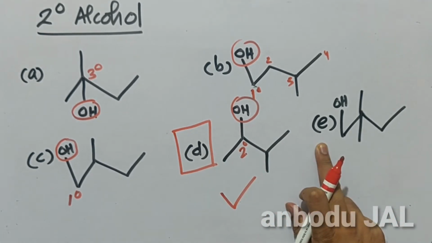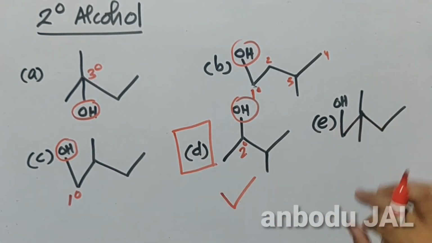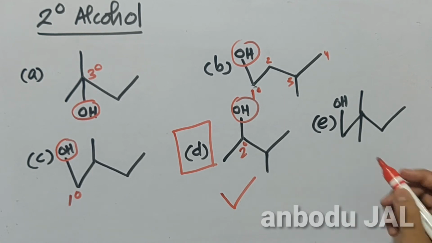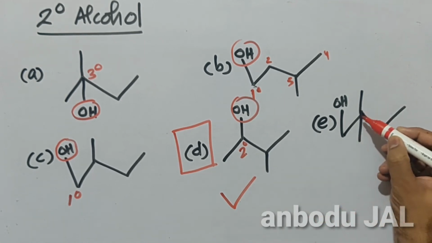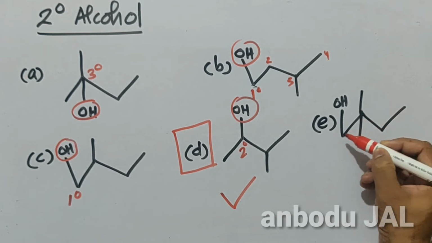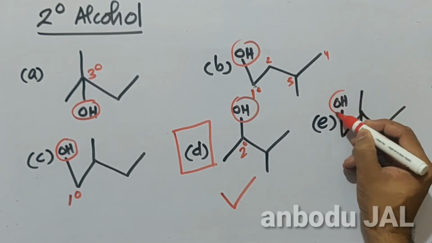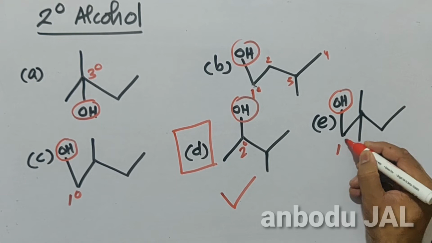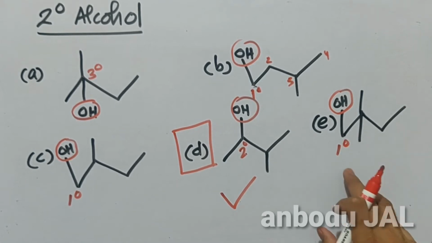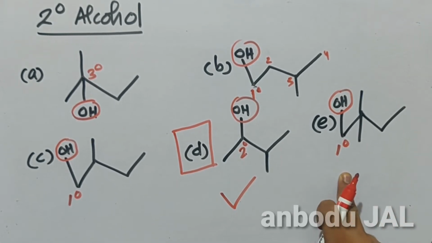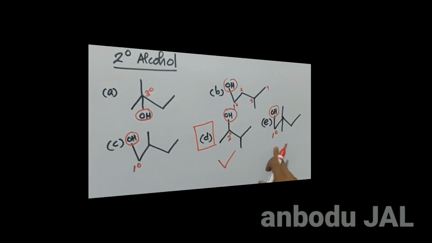In the KEAM entrance examination, 5 options will be there. In the NEET examination, only 4 options will be given. That is the difference between NEET and KEAM in question pattern. Now listen here, this compound is 2,2-dimethyl-butan-1-ol. Here also OH is attached on a primary carbon. That is why this is also an example of a primary alcohol.